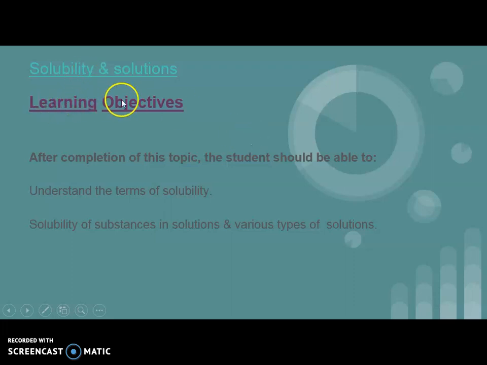What are the learning objectives of solubility and solution? After completion of this topic, the student should be able to understand the terms of solubility, solubility of substances in solutions, and various types of solutions.